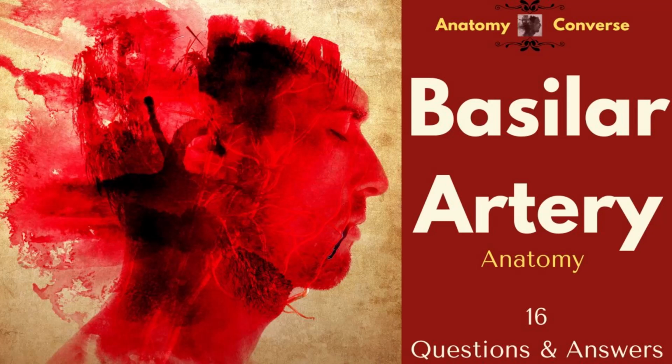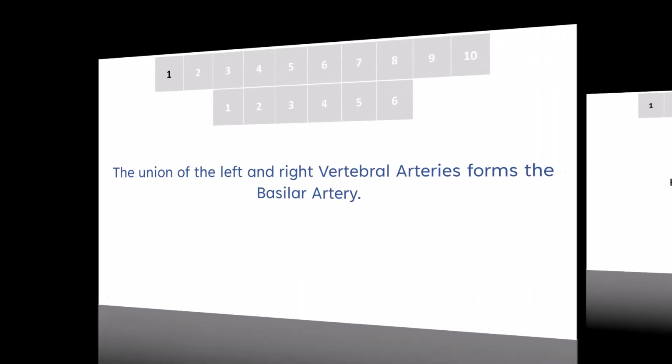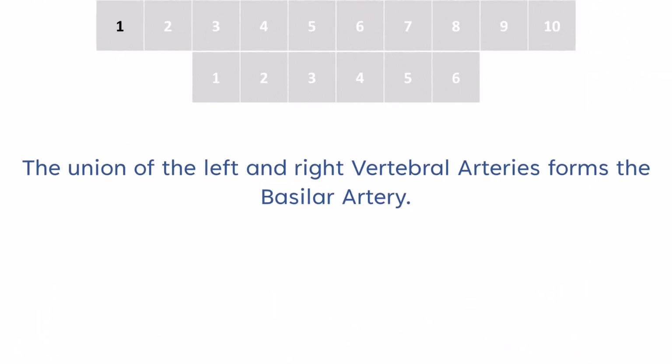Basilar Artery Anatomy, 16 questions and answers. How is the basilar artery formed? The union of the left and right vertebral arteries forms the basilar artery.